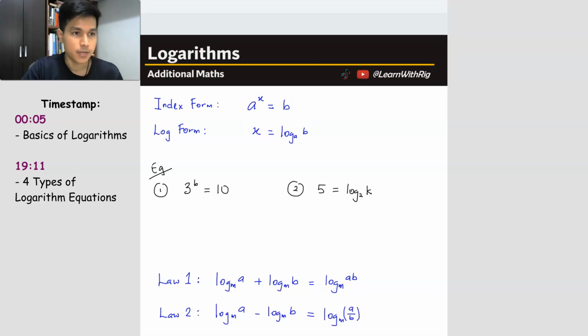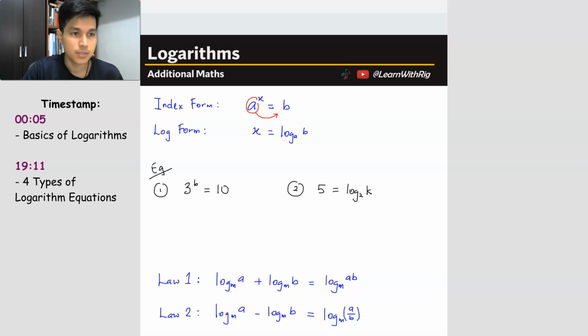When you have index form, you can take the a here. The a is the base of the indices, right? So you take the a and you bring it across. When you bring it across, it becomes a log, and it pushes the b value to the top. The a becomes the base of the log. So you get log b base a.